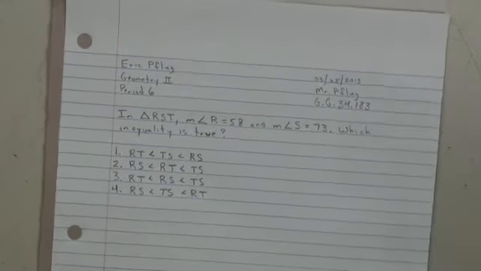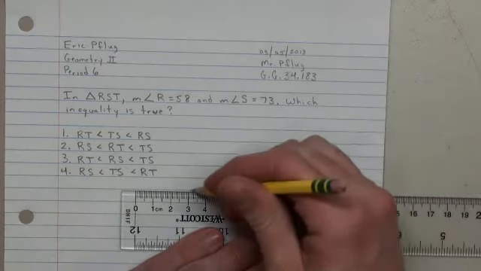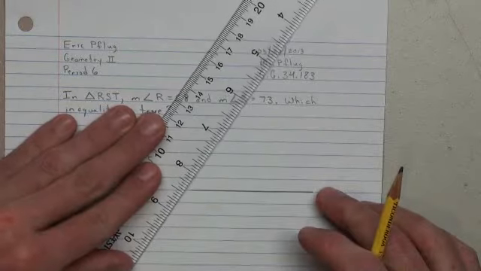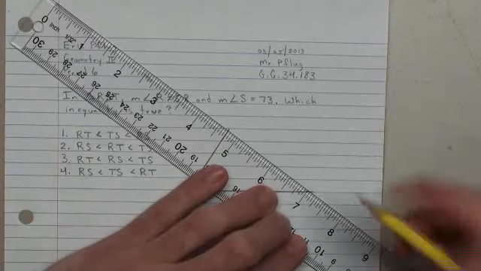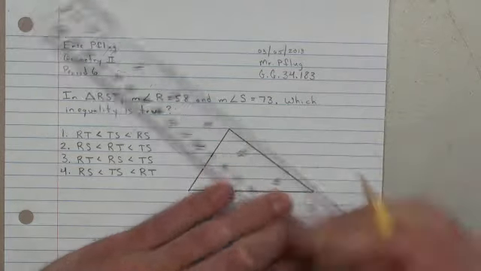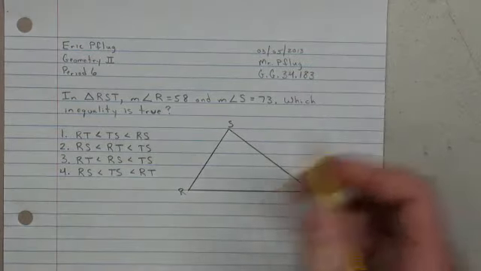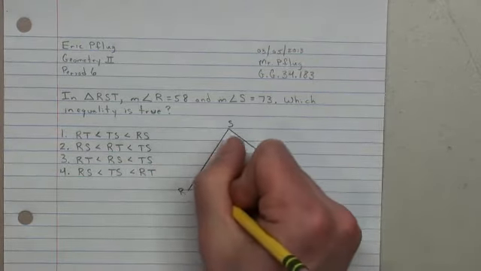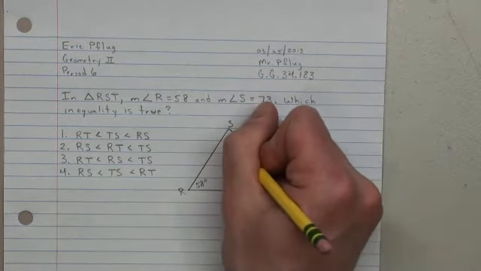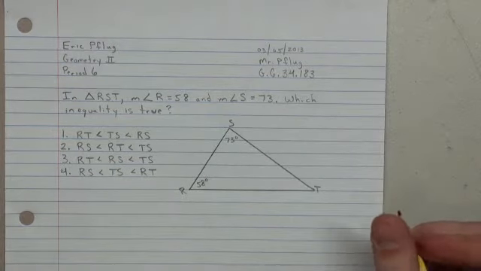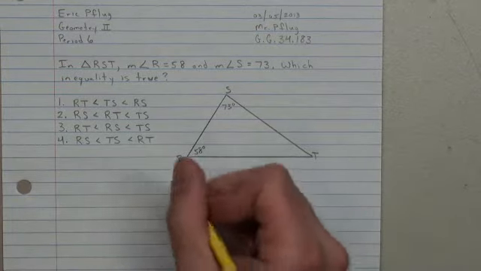So we have triangle RST. So I'm going to draw the picture I typically do. So this is RST. The measure of angle R is 58 degrees. Angle S is 73 degrees. So they want to know which inequality is true. So first I have to find the measure of angle T.